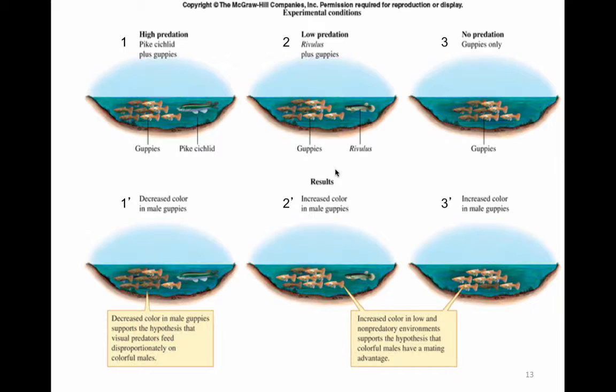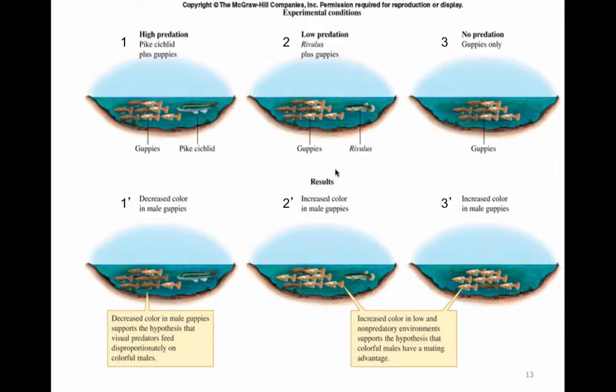In the 1, high predation area, the pike cichlid eats bright colored fish. So the dark fish live longer and produce more offspring because they are able to hide from the pike cichlid. Therefore, the proportion of light fish declines from 4 out of 8 to 2 out of 8. Thus, predator selection has the largest impact on male guppy color.